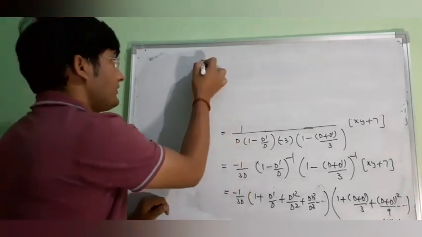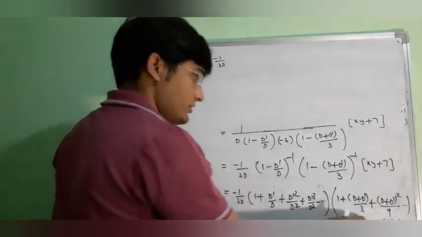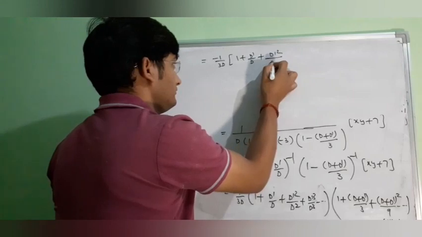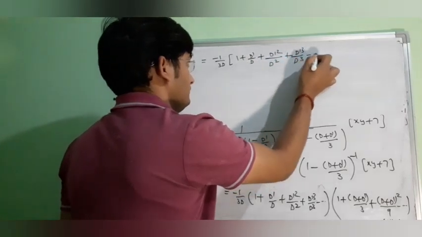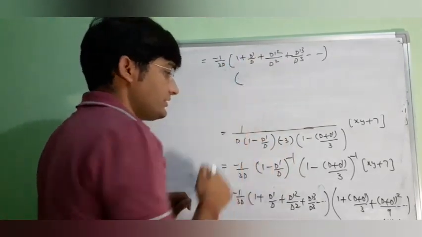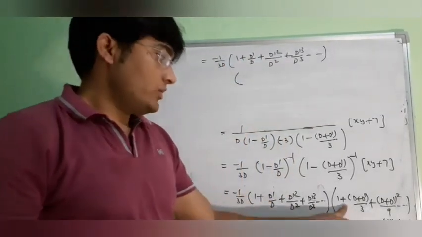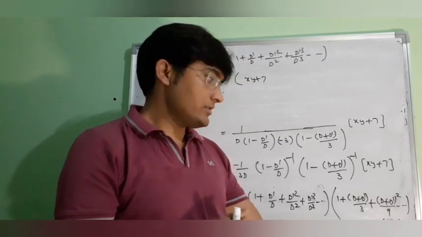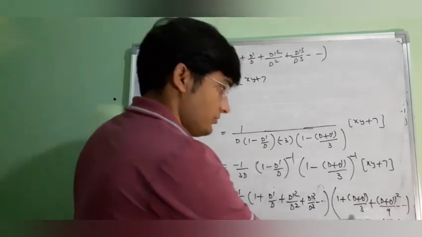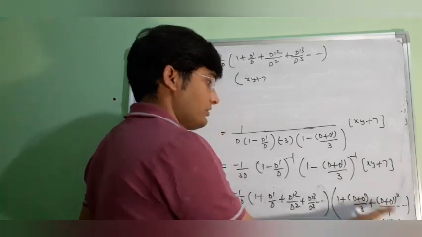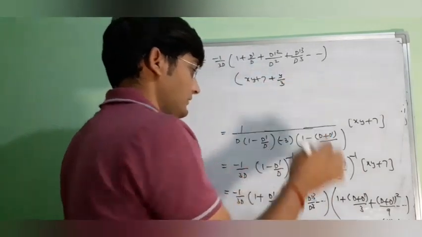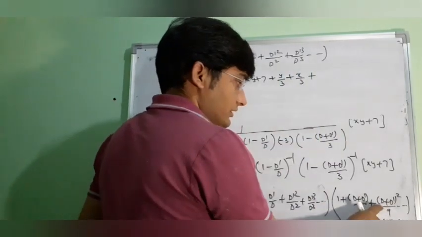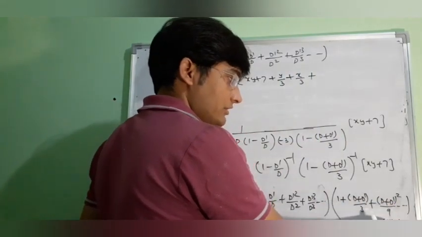So let us evaluate this bracket. Now let us simplify this bracket. Now xy plus 7 into 1 will be xy plus 7. Then D of this means partial differentiation with respect to x. So the partial differentiation of xy with respect to x will be y, so here we will get y upon 3. Then the partial differentiation of this term with respect to y will be x, so we will get x by 3. Then the double derivative of this term will be 0. And again here the double derivative will be 0.